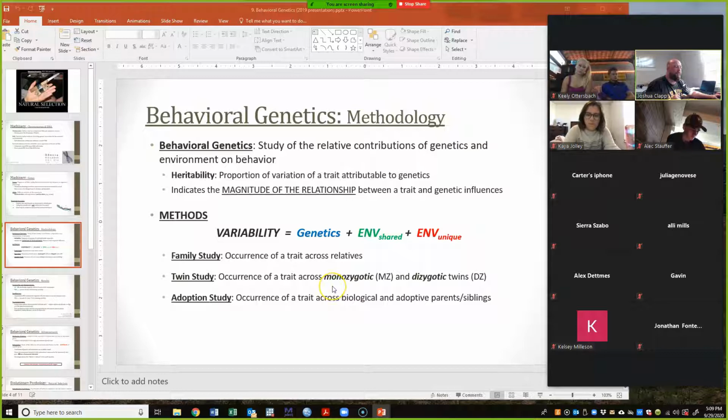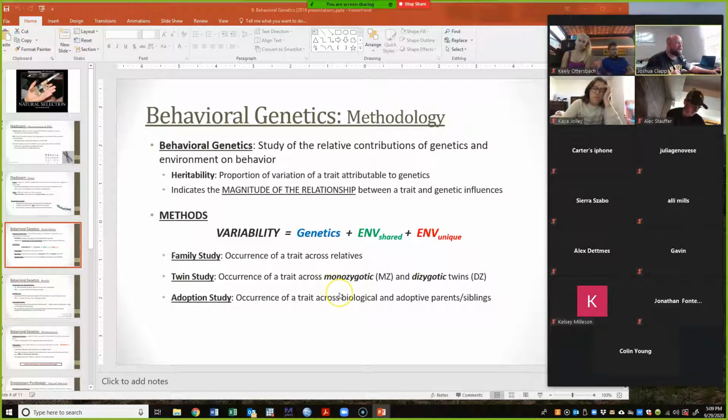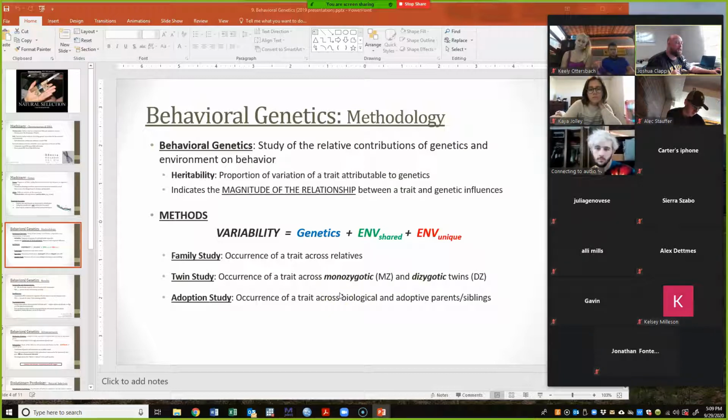So a family study. Can anybody tell me what we're trying to do with a family study? Anybody remember? Seeing if genetics are more likely to occur within relatives versus non-related folks. Yeah, perfect, Jonathan. I'm going to tweak this a little bit. The question of the family study is: is some trait more common within the family of an individual who possesses the trait relative to someone who doesn't possess that trait, right?